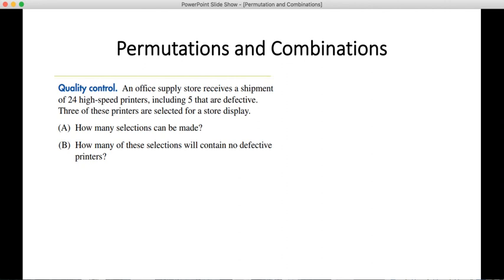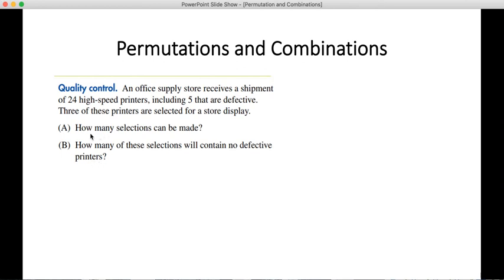Okay, my last example that I want to do is this example from quality control. You're going to see this a lot in Chapter 8 as well when we're talking about complements, and you'll see that later. But let's start this and build the foundation in this problem. So, an office supply store receives a shipment of 24 high-speed printers, including 5 that are defective. 3 of the printers are selected for a store display. How many selections can be made? That's the first question. And the second question, how many of these selections will contain no defective printers?